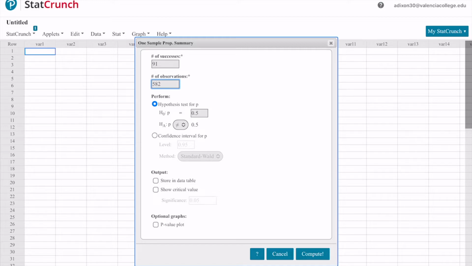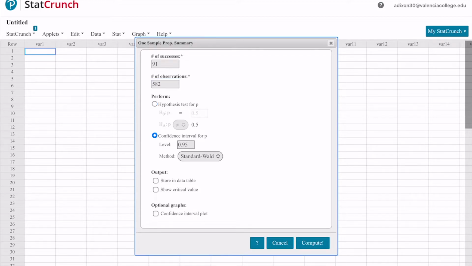Okay, very important. Next, we have to tell the calculator what we're performing, okay? We will talk about hypothesis testing later on in this semester, but right now we are doing a confidence interval. So select the confidence interval and then look at your level. We want to be at a 95% confidence level. So that's why our level is a 0.95. Keep your method as standard. That's what we're using. We go to compute.